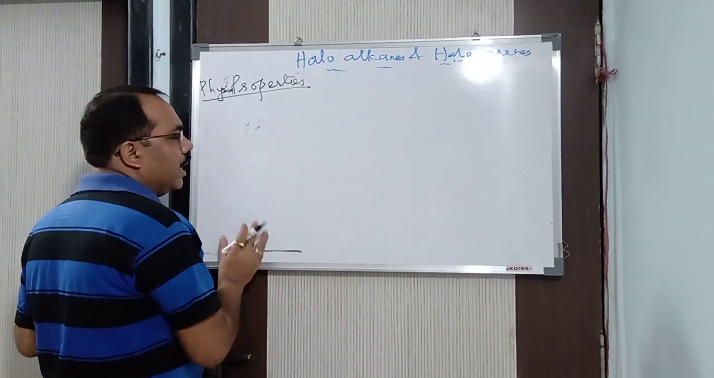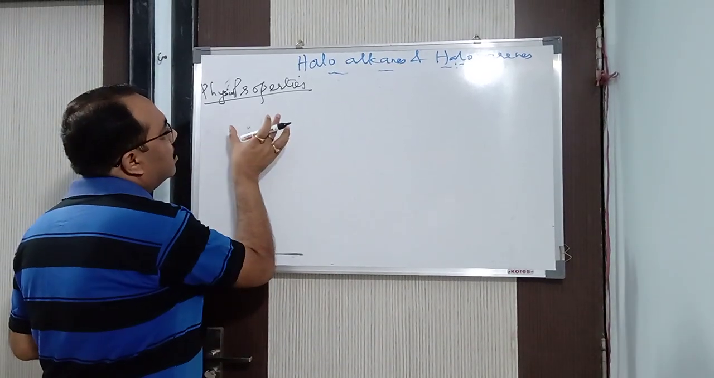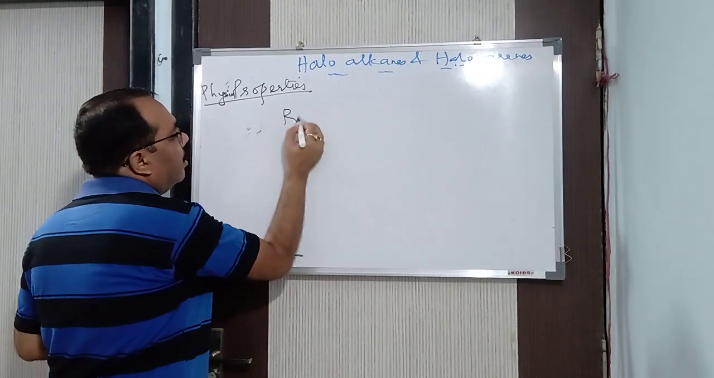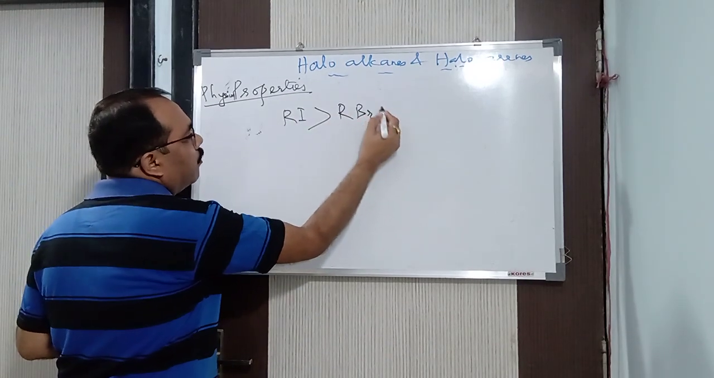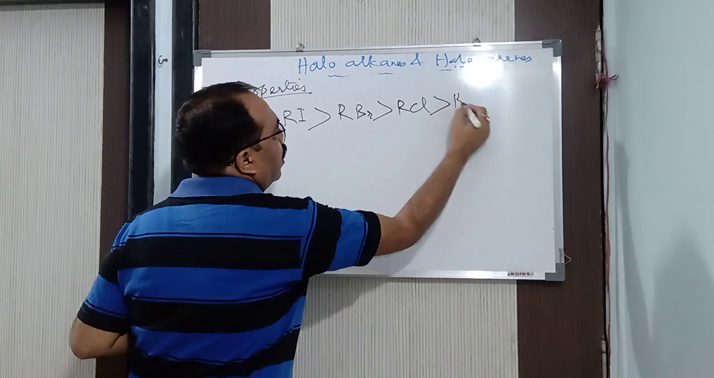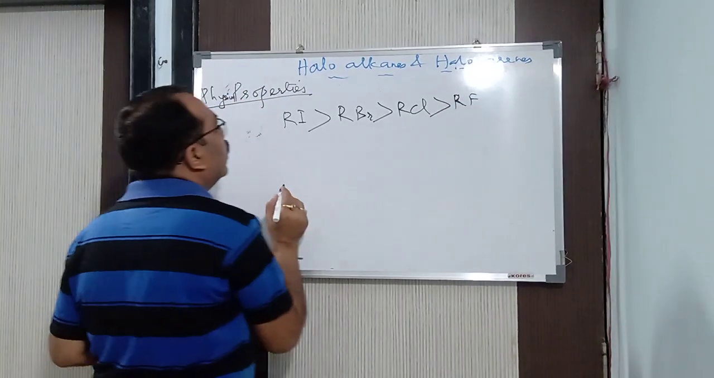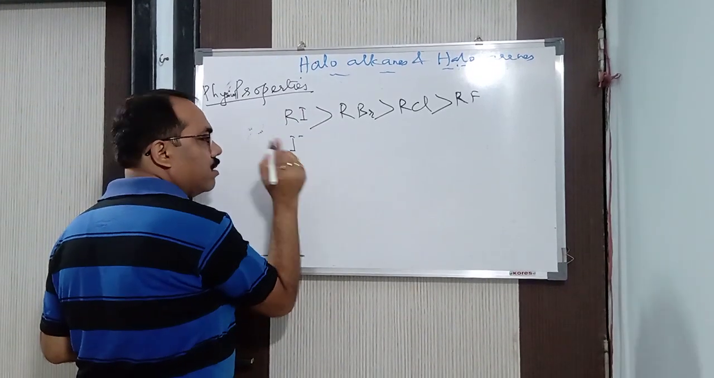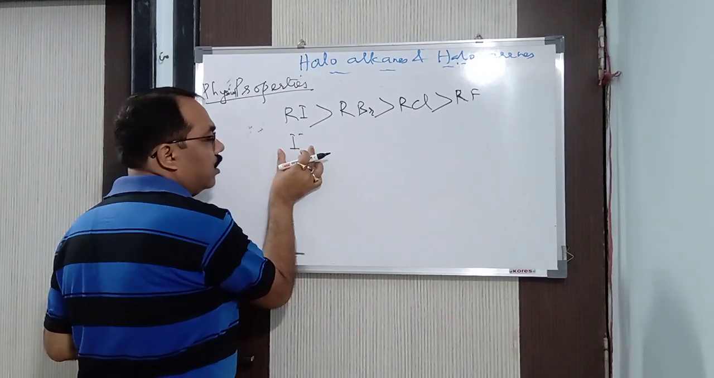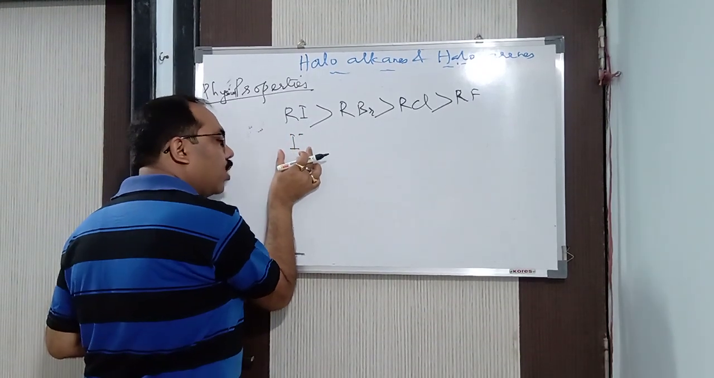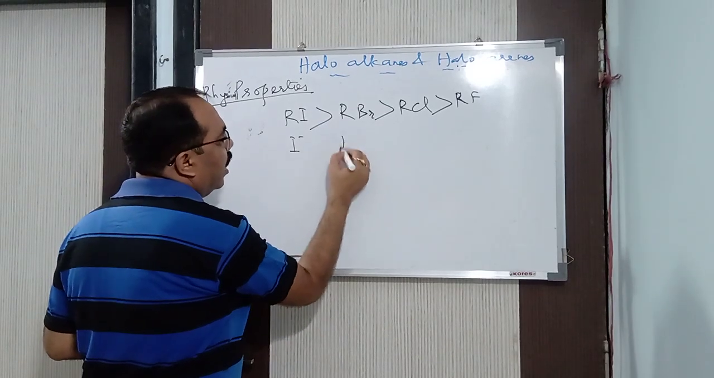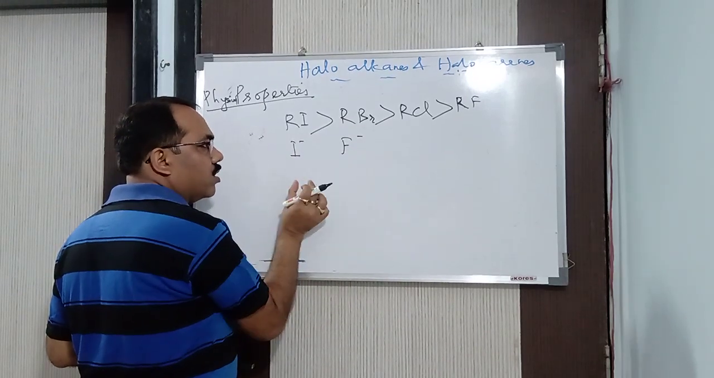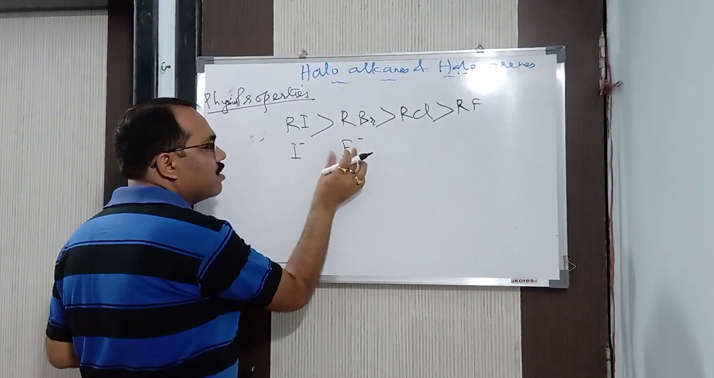Next, for alkyl halides, consider the boiling point and the melting point. Listen very carefully. The boiling point follows this order: RI greater than RBr greater than RCl greater than RF. Why? The reason is that I minus is a stronger, more polarizable species compared to F minus. F minus is less polarizable, non-polar in nature.